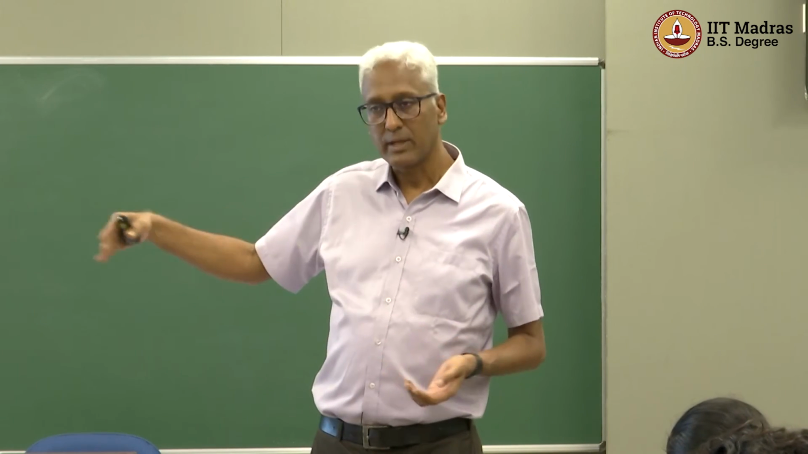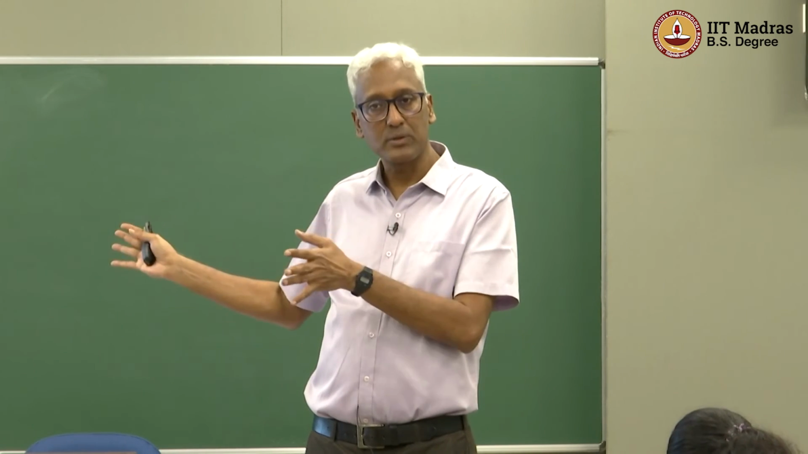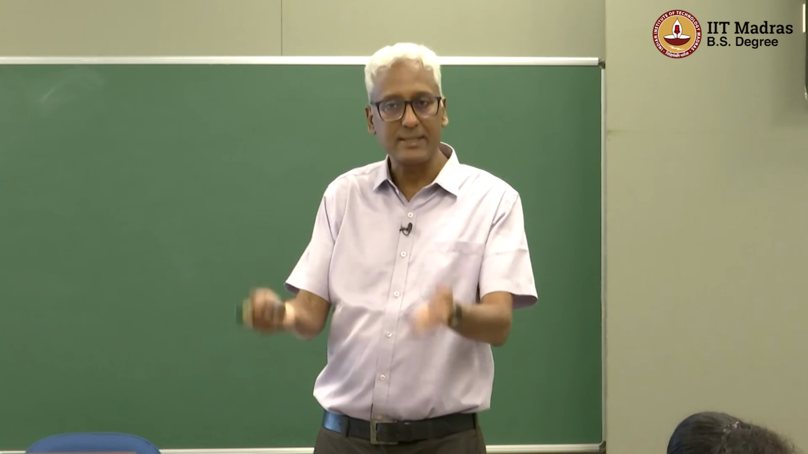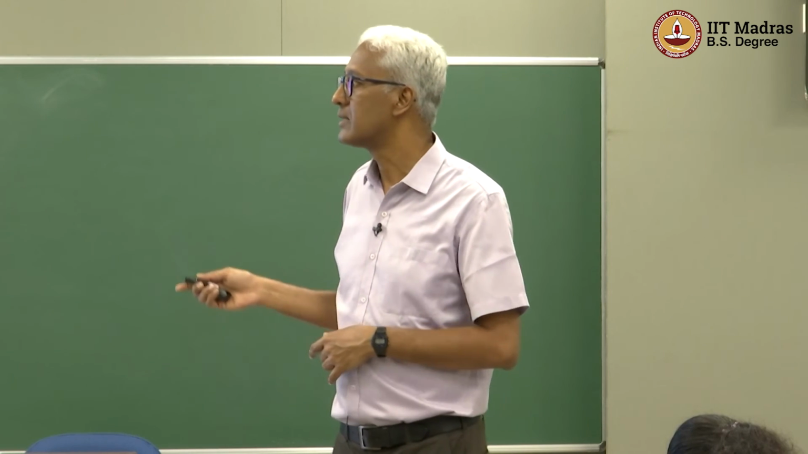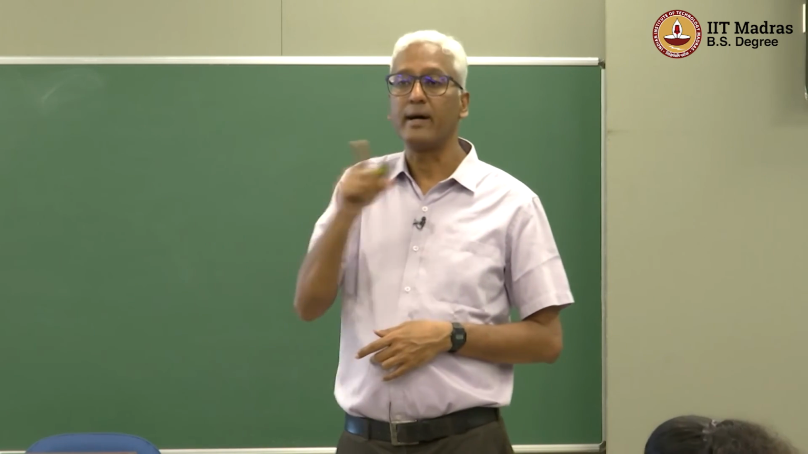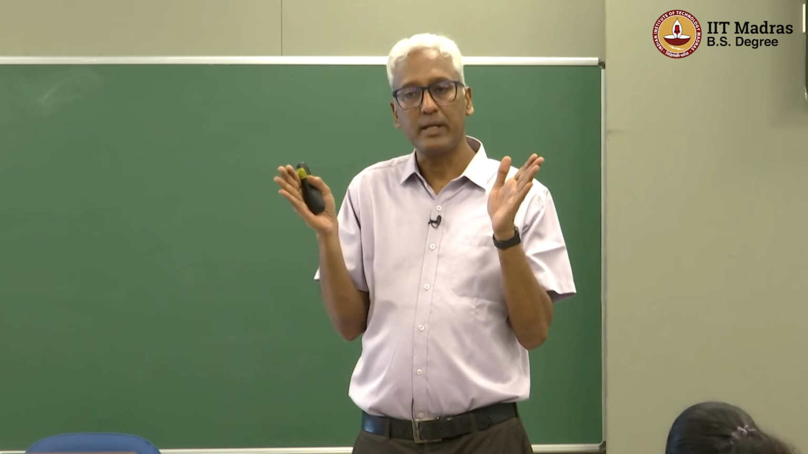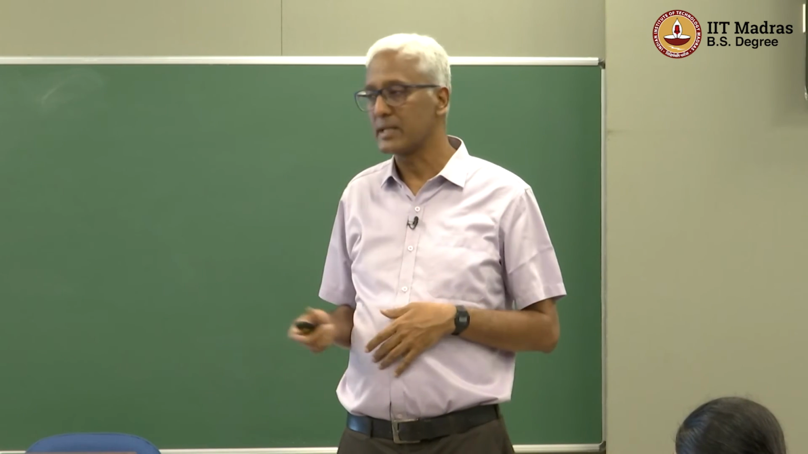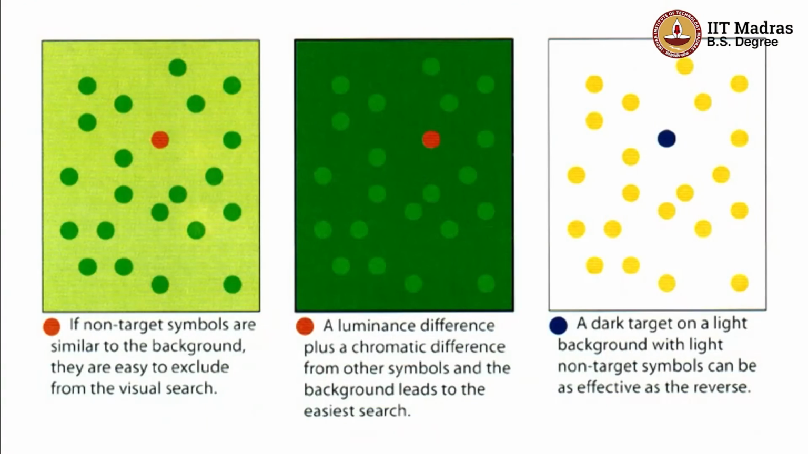Okay. So again, this is obvious to us, but empirical studies have confirmed this to be the case. Right? You can figure out how far the difference should be, and therefore when it becomes really harder to do. Okay. Now this is only if you consider the foreground, right? Now the combination with the background. For non-target symbols, if non-target symbols are similar to the background, then they are easy to exclude from the visual search, right?